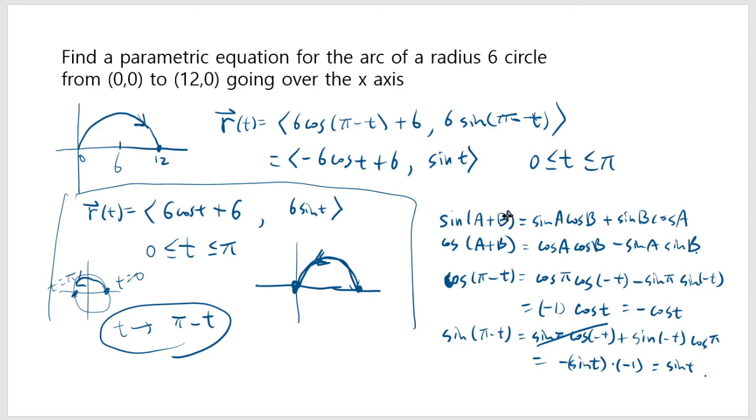Okay, and as before, this is not the only answer. There are infinitely many possible answers. You can replace cosine by sine, of course, then you have to think about what this should be, and there will be all these differences.